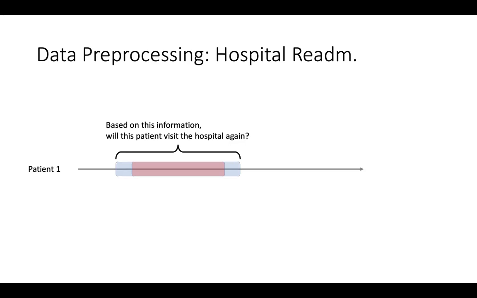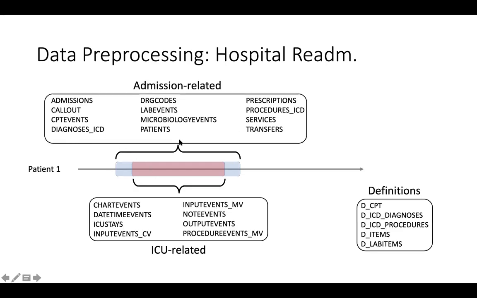All right, so as I said, the task is hospital readmission prediction. Based on this information, will this patient visit the hospital again? And just as a reminder, there were 25 or 26 different tables in MIMIC-3. Some are hospital level things like the admissions table, callout table, CPT events, diagnosis events, lab events, patients table, prescriptions. These are related to events that occur at the hospital level.